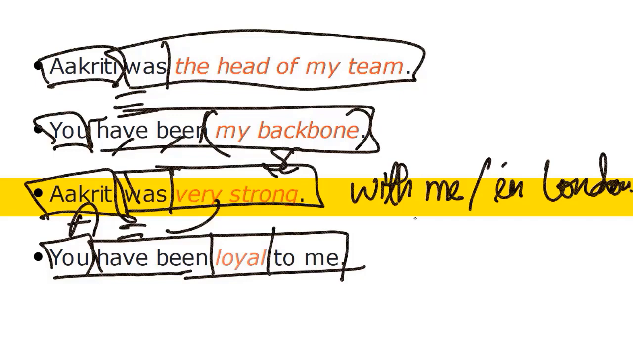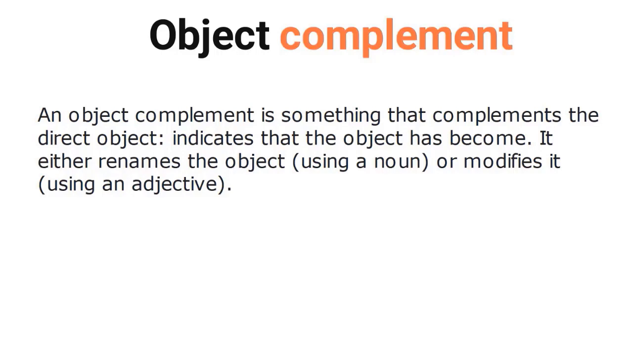And it is quintessential for the sentence to give a clear meaning, a proper meaning, right? It's indispensable. Next one, object complement. What is an object complement? It is something that gives information about the object. It completes the meaning of the object, direct object. And that is exactly why, my friend, we call it an object complement, right? It basically indicates what the object has become now, right?